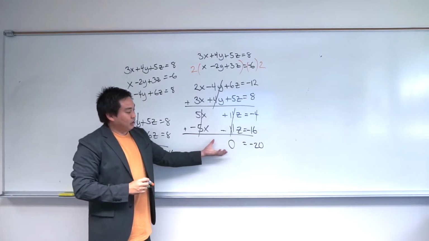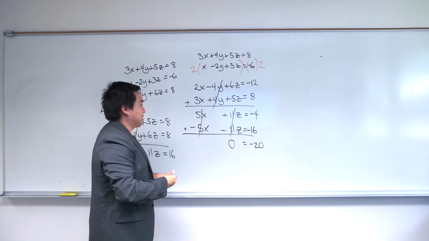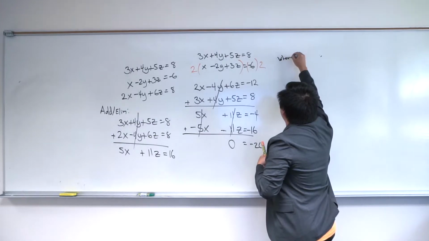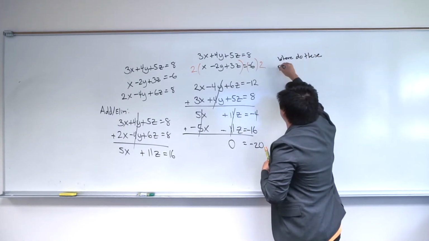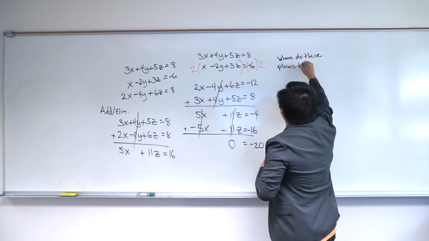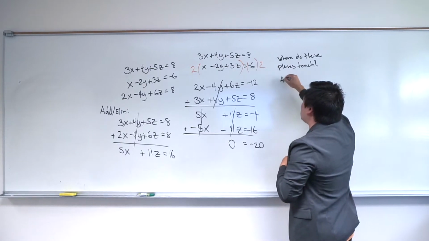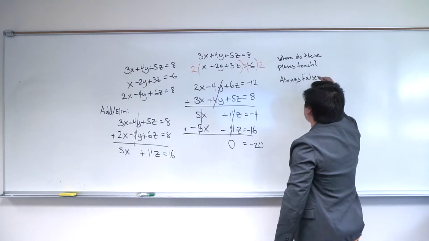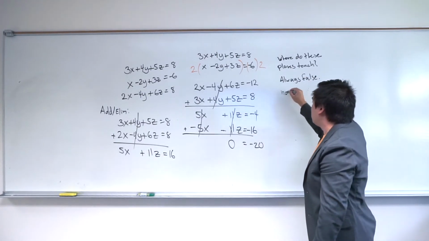So this right here is a false statement. It's always false. And when we ask the same question that we did when we did the 2 system, where do these, instead of lines, they're going to be planes, touch? Now the answer is always false. So can we see that this is a no solution problem?